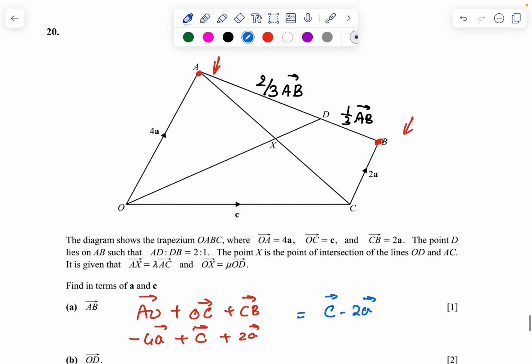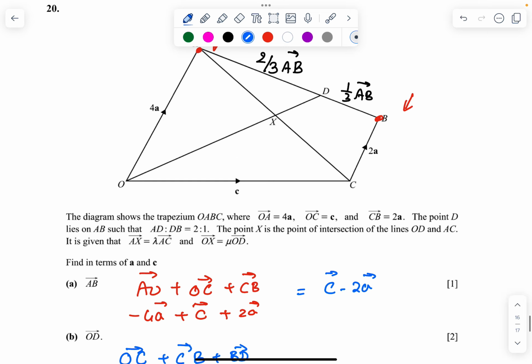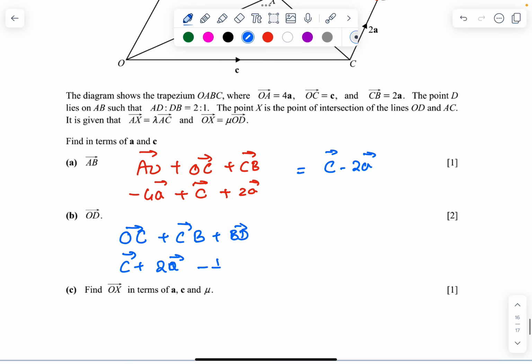O to D. I have to find O to D, which is nothing but O to C plus C to B plus B to D. O to C is C. C to B is 2A. Then BD, we learned just now, is minus 1 by 3 of AB. AB is C minus 2A.